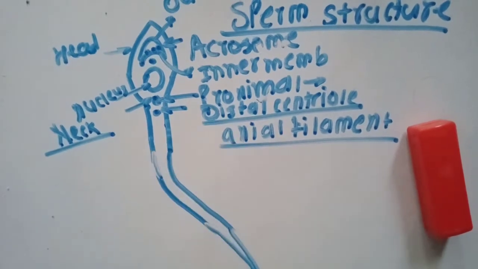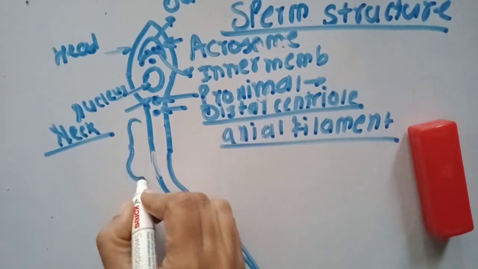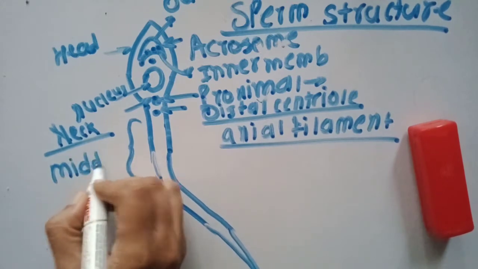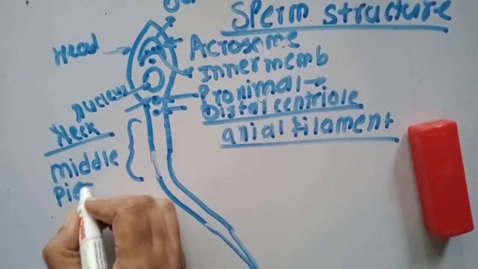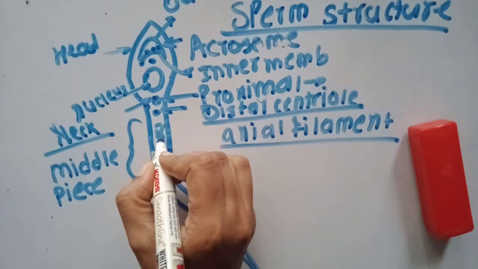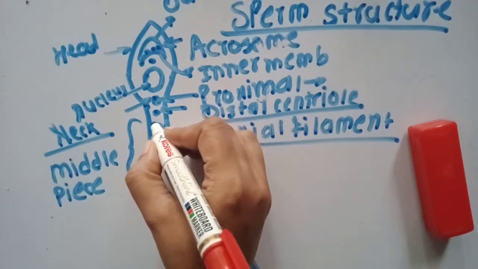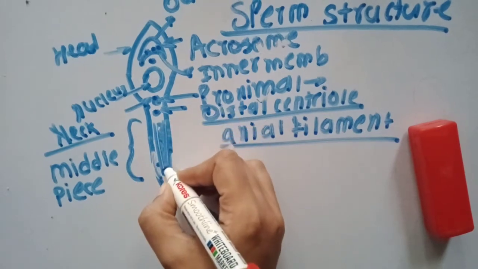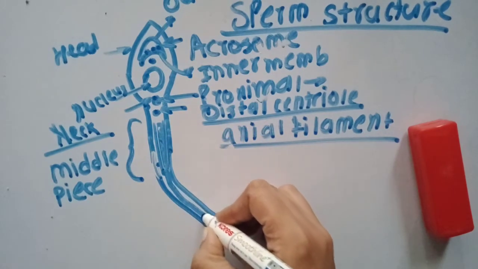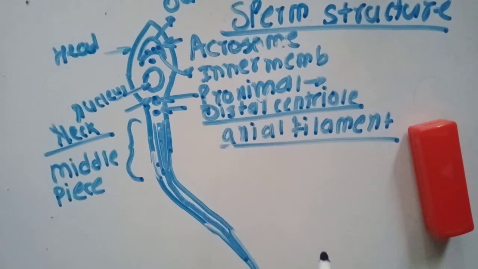Then here is the mitochondria, in the region called the middle piece. What does the middle piece contain? The middle piece contains coiled mitochondria. The mitochondria is coiled and surrounded by the axial filament. The axial filament is a cytoskeletal structure that provides mobility to the sperm.